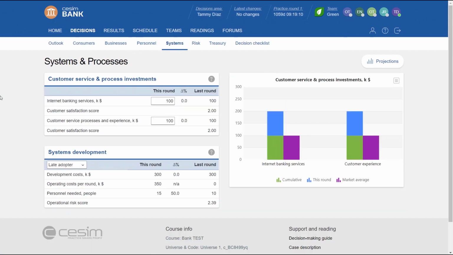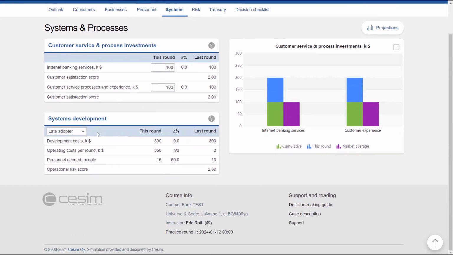Systems page includes decisions about how much we are developing our internet banking services, and how much we are developing our customer service processes and customer experience. And these factors then will have influence in our customer satisfaction, and they will also influence to some extent our operational costs. Systems development decision, where we decide what kind of standing we take towards the new technology development. Tech bellwether is in the one end, and then laggard in the other end.